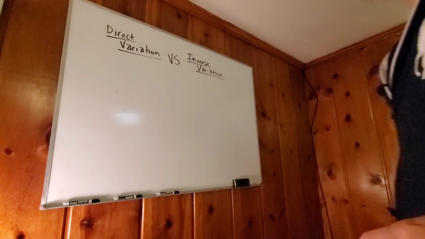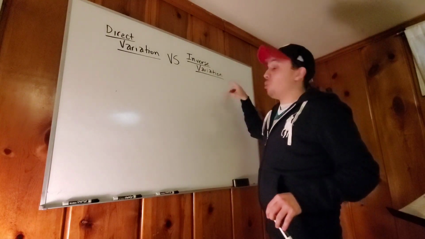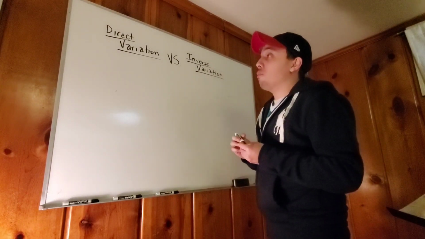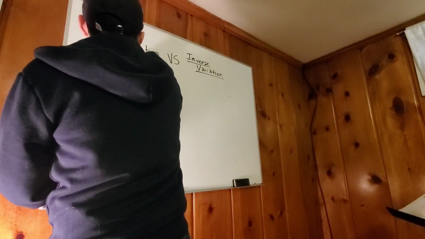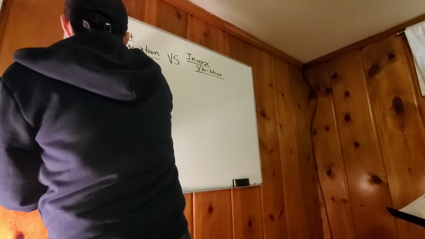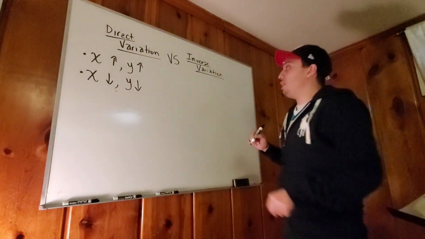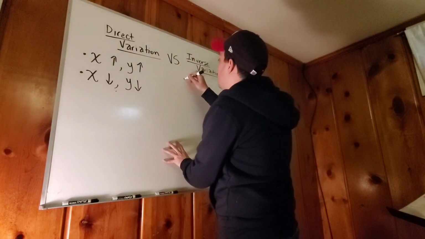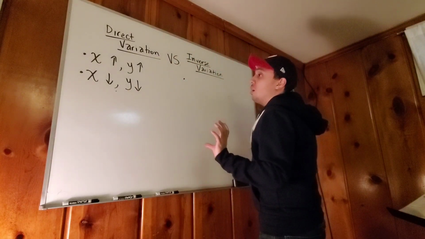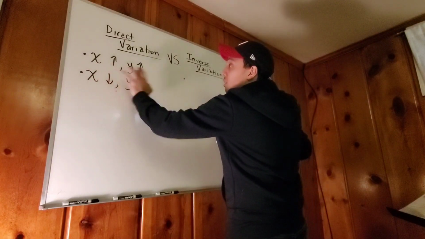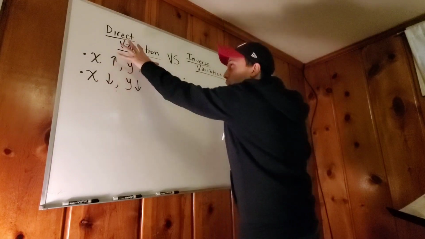All right, so before we even get to the examples, I'm going to go a little bit over direct variation and then inverse variation, which is the new one. So direct variation, the first thing that you should always remember is that as x goes up, y goes up. And as x goes down, y goes down. Pretty easy. Inverse and direct variation are relations between two variables. As x goes up, y goes up, and as x goes down, y goes down. That's for direct variation.